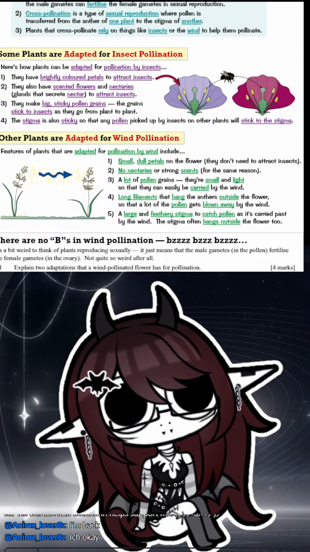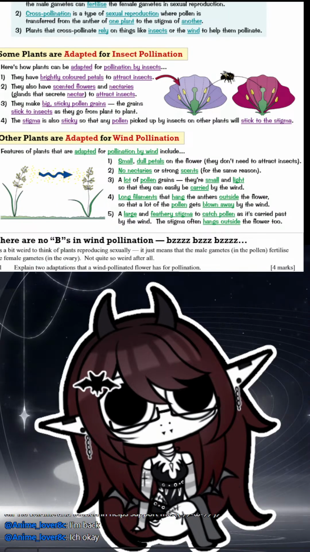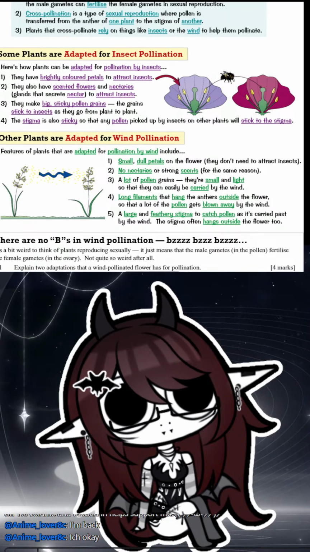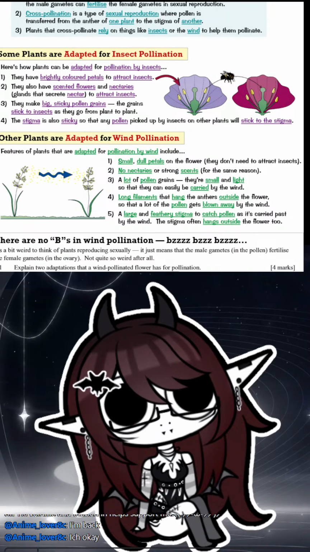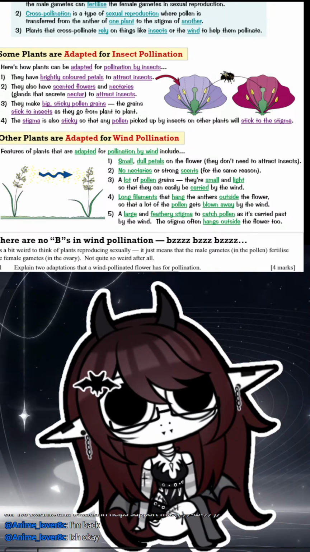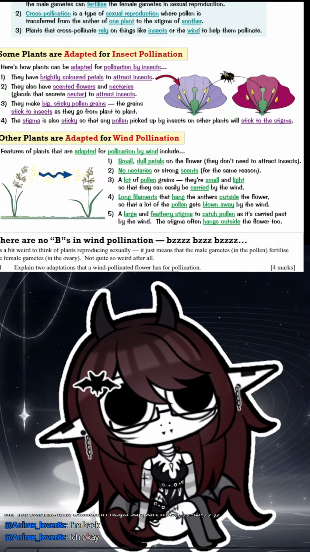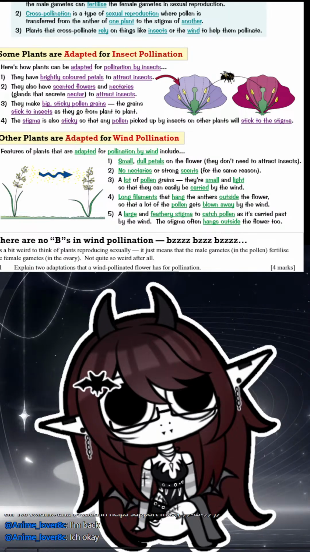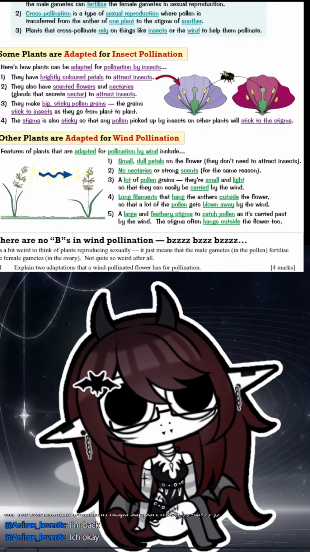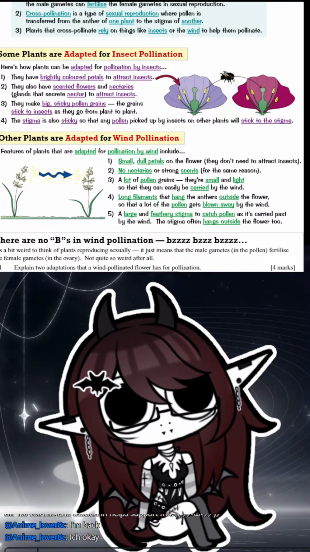Features of plants adapted for pollination by wind include small, dull petals on the flower, because they have no need to attract insects. No nectaries or strong scents for the same reason, but they have a lot of pollen grains. And they're small and light, so they can be easily carried by the wind. Long filaments that hang the anthers outside the flower, so that a lot of pollen gets blown away by the wind.